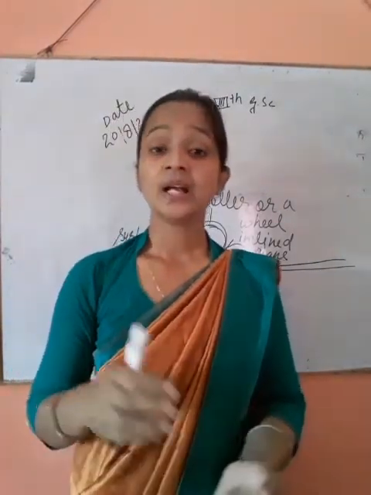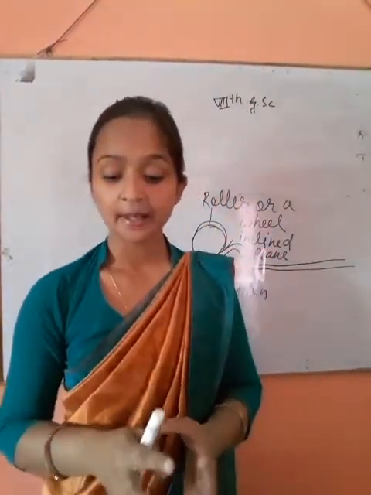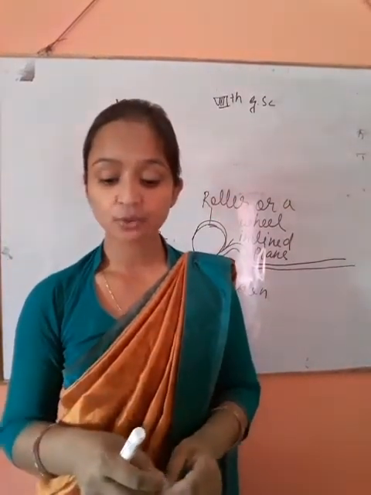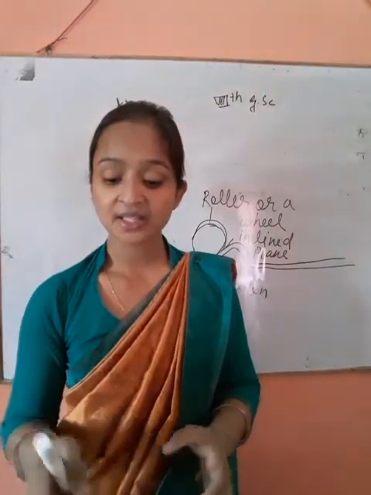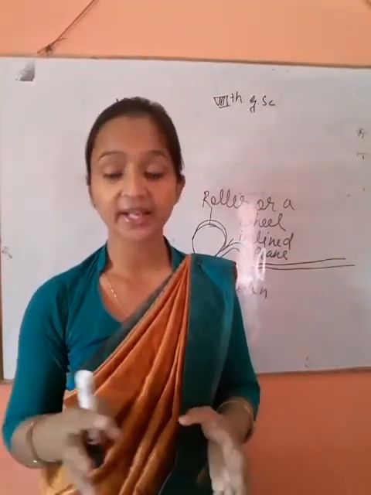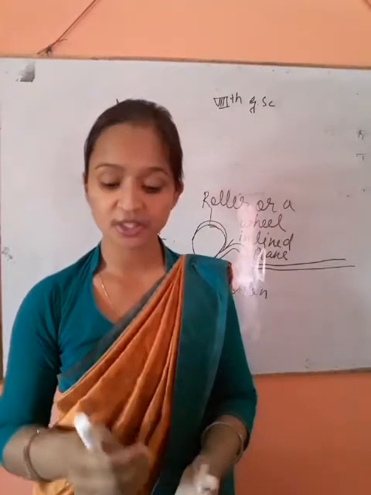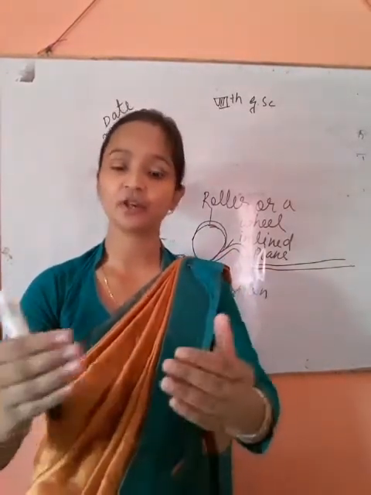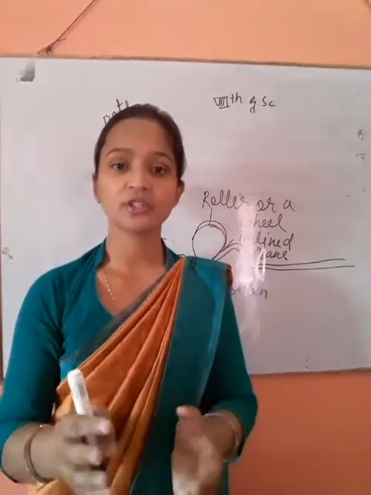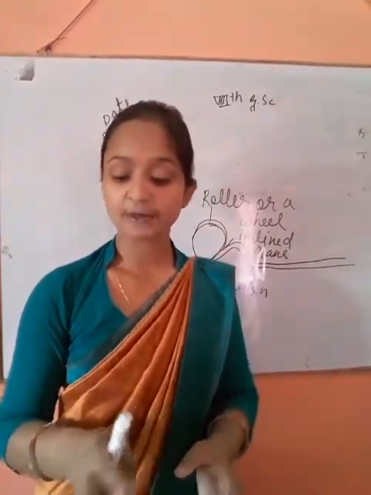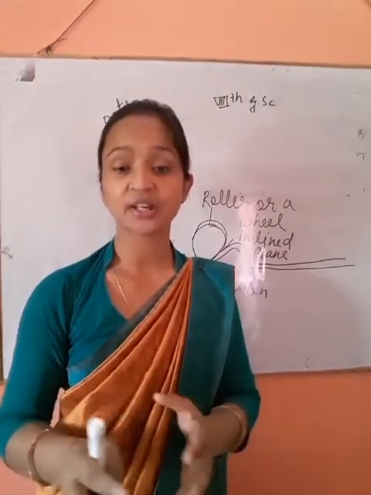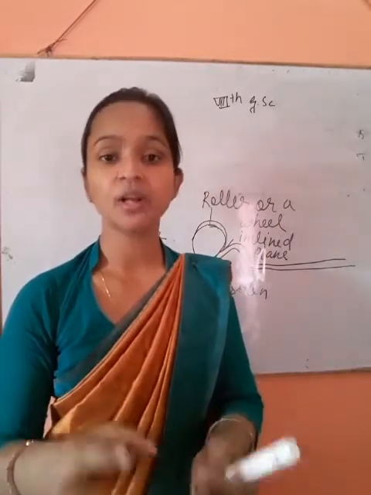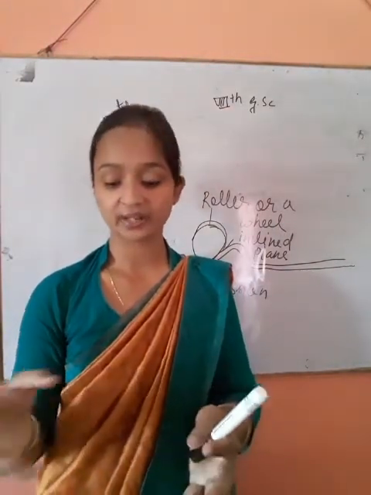Second example, the wheels of the train are made of steel. You know that the wheels of the train are made of steel, and so are the railway tracks. Thus the deformation produced is very small, and hence they have a very small rolling friction. If the deformation is very small, then the rolling friction is also very small, and it is because of this small rolling friction that trains run very fast.